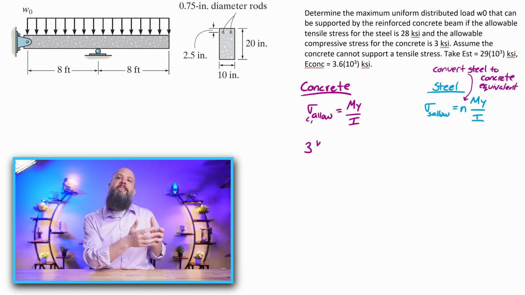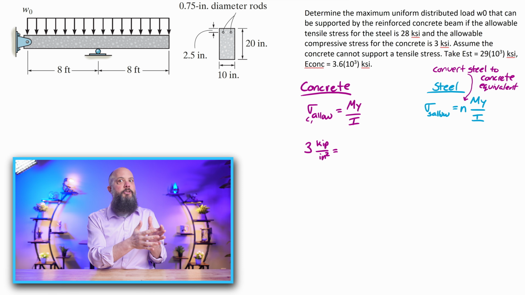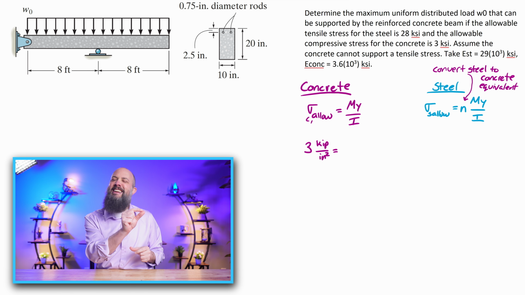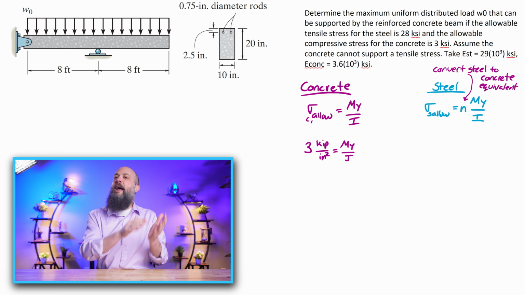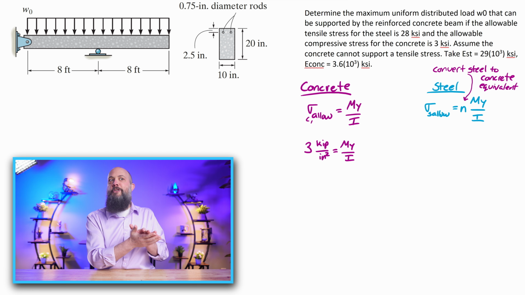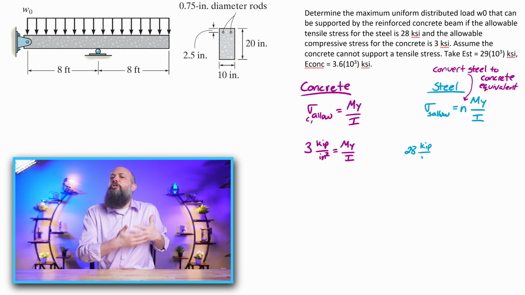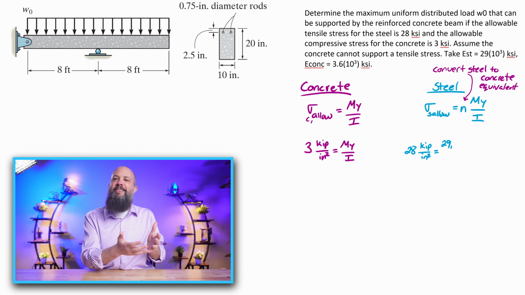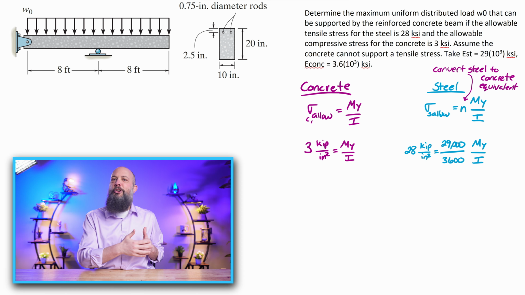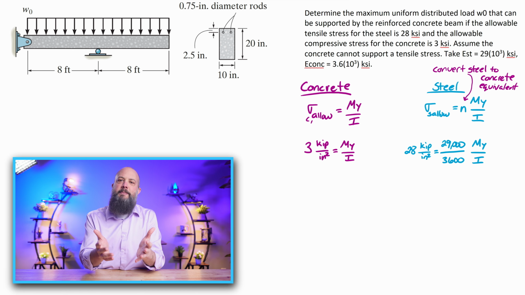And for the steel, there's an extra term N because we're going to be turning steel into an equivalent amount of concrete. And so this N is going to be that factor, that relationship, which is going to be a ratio of Young's modulus. Basically, how much stronger the steel is than the concrete. So this is going to be the 29,000 over 3,600 is the ratio of Young's modulus.